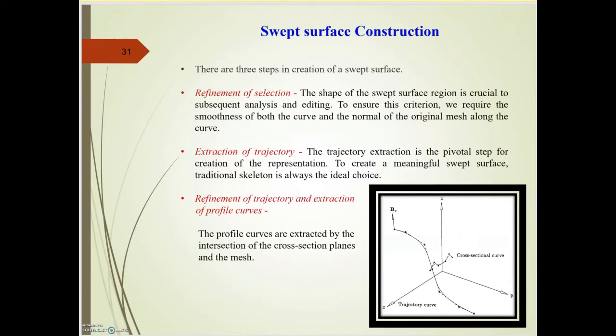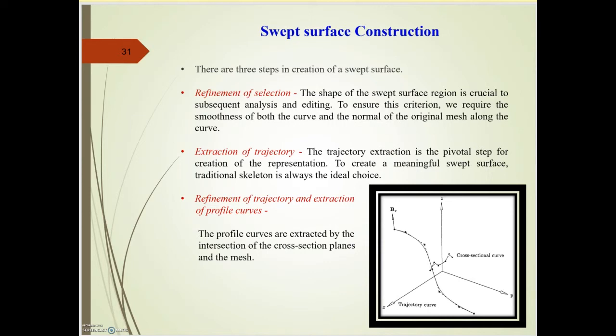Swept surface construction. There are mainly 3 steps in creation of a swept surface. The first step is refinement of selection. The second step is extraction of trajectory. Third step is refinement of trajectory and extraction of profile curves. In refinement of selection, the shape of the swept surface region is very important in subsequent analysis and editing. To ensure that we meet these criteria, we require to consider the smoothness of both the curve and the normal of the original mesh along the curve.